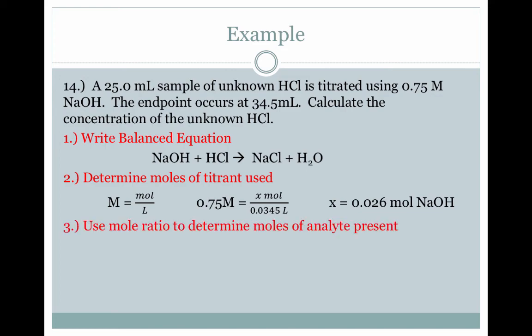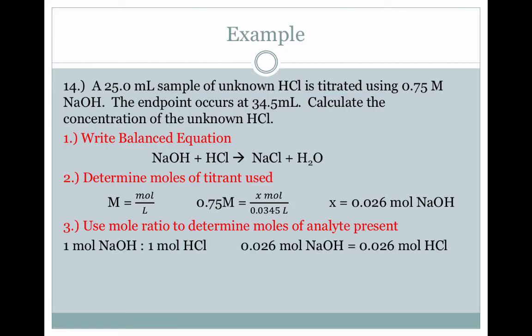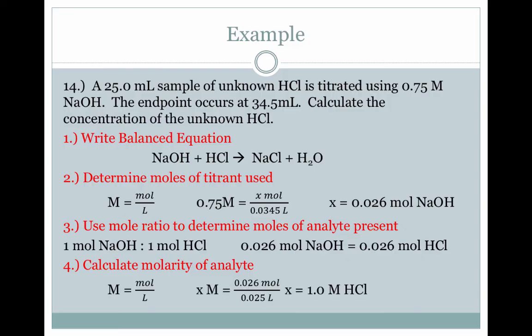Now we can use the mole ratio to determine how many moles of HCl were present. Since our balanced equation tells us that for every 1 mole of NaOH we have 1 mole of HCl, we know that our moles must be equal, giving us 0.026 moles of HCl present in the original solution. Finally, we can use this value and our volume to calculate the molarity of our HCl. Again, we plug in our moles of HCl and our liters of HCl, 0.025. Solving for x, we find that the concentration of our HCl was 1.0 molar.